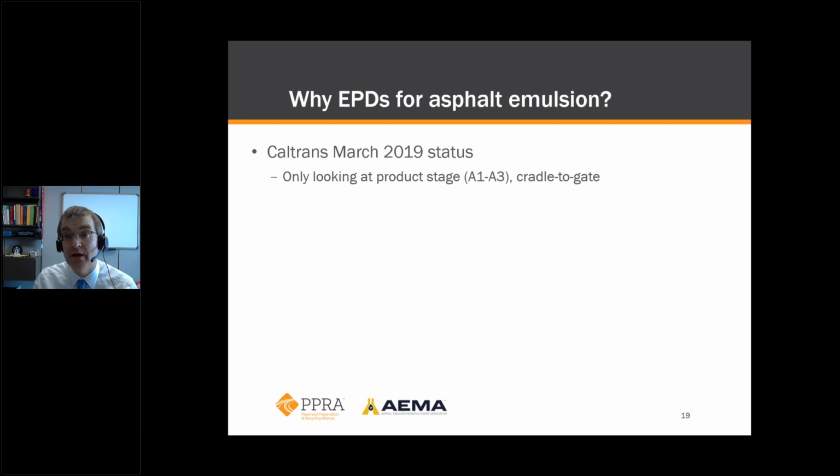And again, why do we need EPDs, or why do we feel like we need EPDs for asphalt emulsions? I had mentioned before, Caltrans in March 2019 was looking at incorporating more construction materials into EPD required materials, that includes potentially asphalt emulsion. And large states often drive nationwide trends. So this is something that PPRA wants to get ahead of and in front of to make sure that we produce a high quality representative EPD for asphalt emulsions.